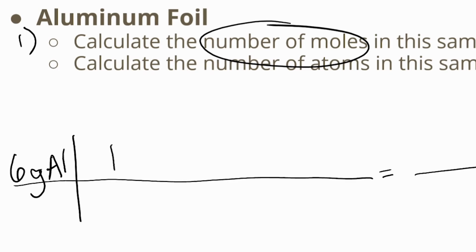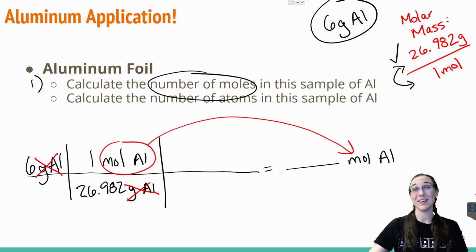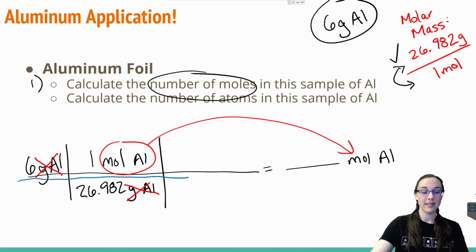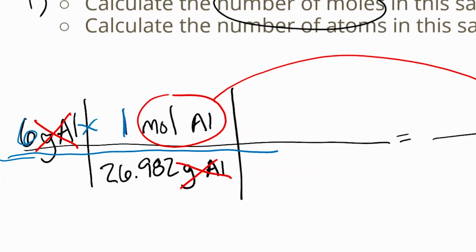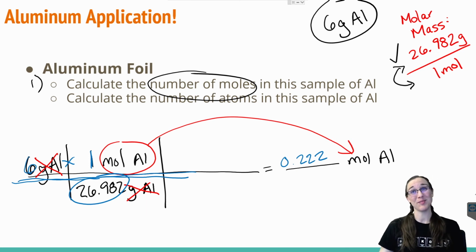I need to put my 1 mole value on top, and I need to put my 26.982 grams on the bottom. Now the reason I do that is so that my grams here can cancel here, and I'm left with my goal units on the top. Now since I have one number over another number, technically I'm going to multiply 6 times 1, which just gives me 6, divided by 26.982. And that gives me 0.222 moles of aluminum in my 6 grams of aluminum on the scale.